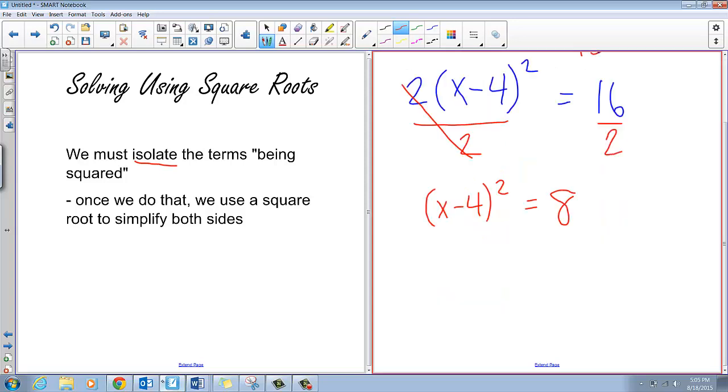Okay, so we've gotten to this point where we have isolated everything being squared. So x minus 4 is all being squared. So we have totally isolated it.